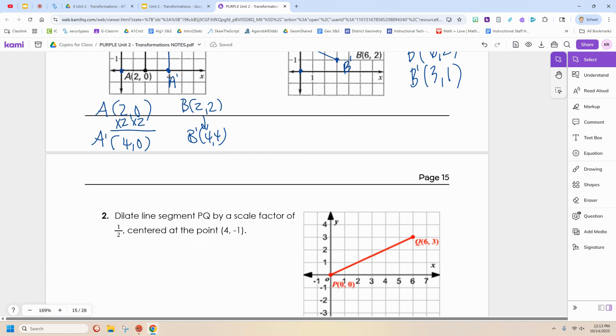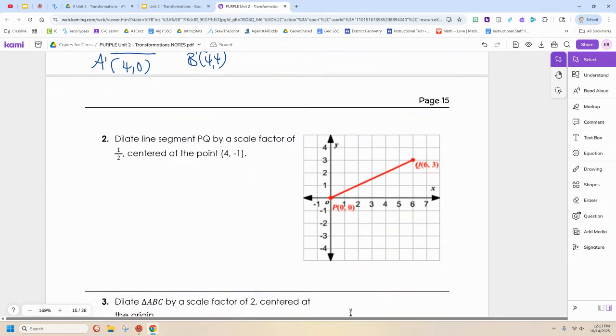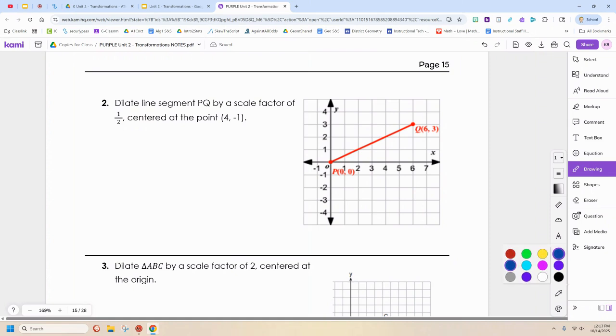We also can move the center of dilation. So here it says dilate the segment PQ by a scale factor of 1/2 centered at the point 4, -1. And there's two different ways to do this. So first thing we want to do is go over 4, down 1. Okay. And that's our center.